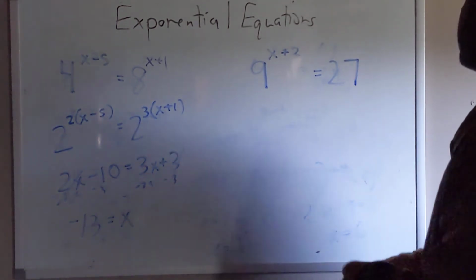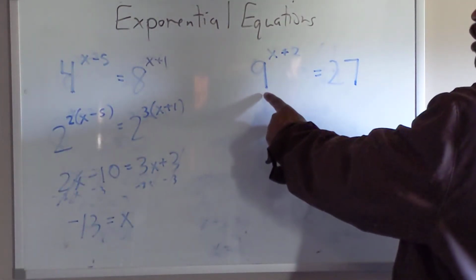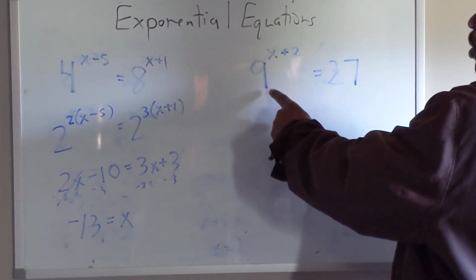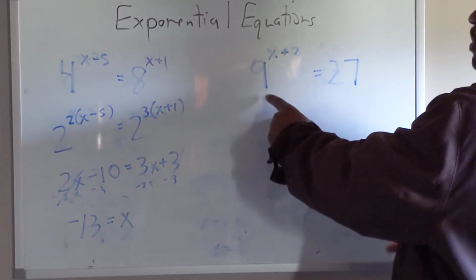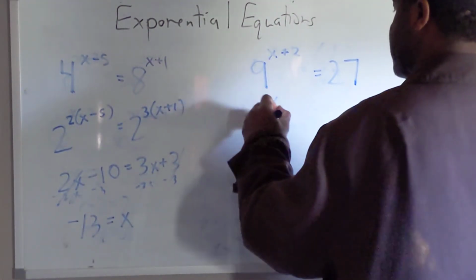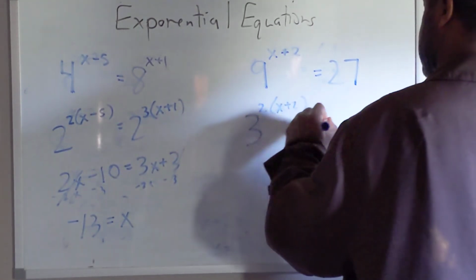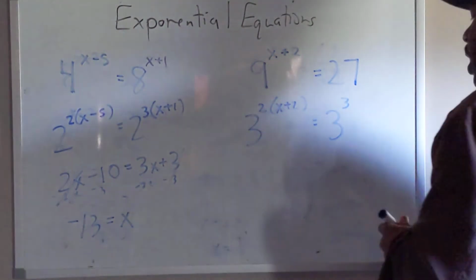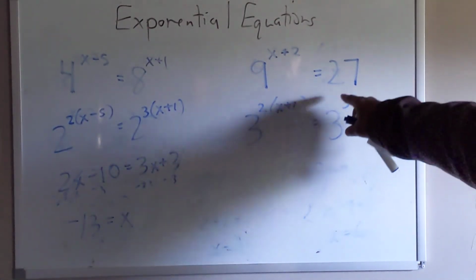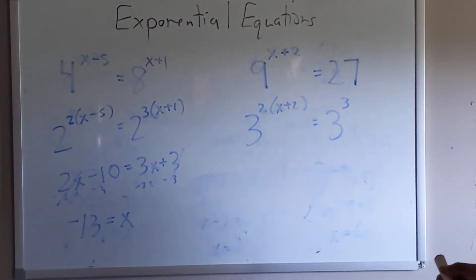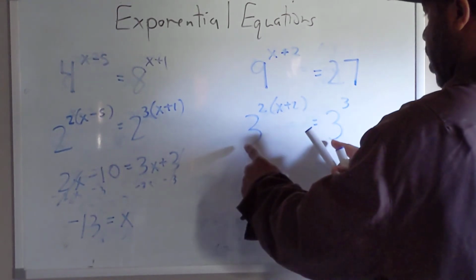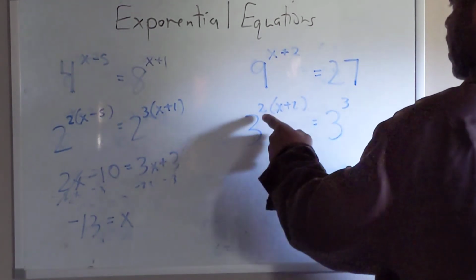Okay, and the last problem, the same thing. 9 to the first power is 9. 9 to the second power is 81. So you can't use 9 as a base, but you can use 3 as a base. All right, so here, 9 is rewritten as 3 squared, and 27 is rewritten as 3 cubed, 3 to the third power. So now, we disregard the bases since they're the same, and let's go.